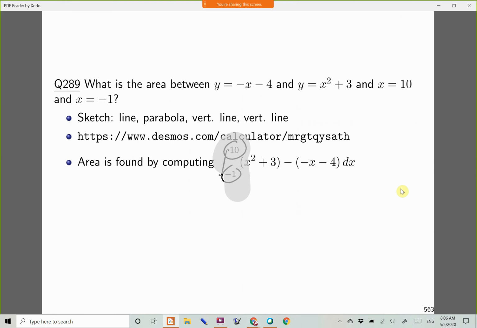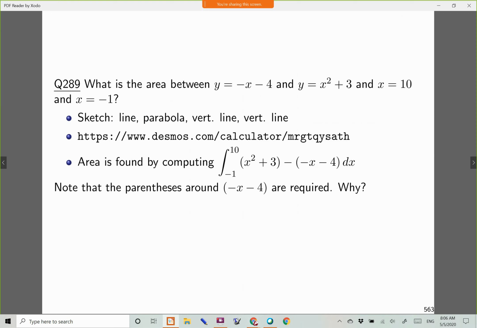The one thing I'll state about this one is notice that the parentheses around x squared plus 3 are not really required. It's nice visually to have them there, but here the parentheses are required. Why are the parentheses required?